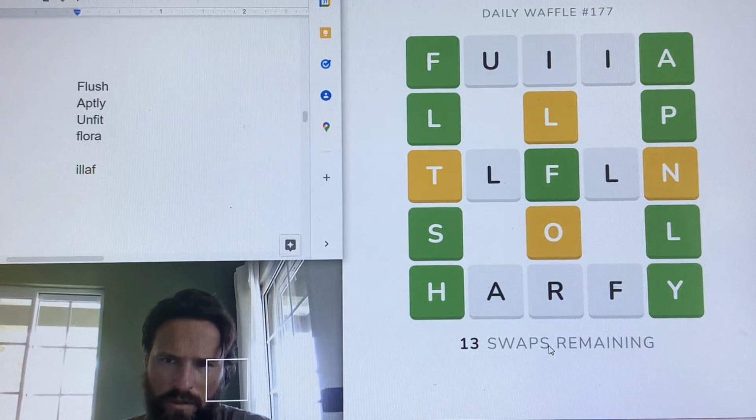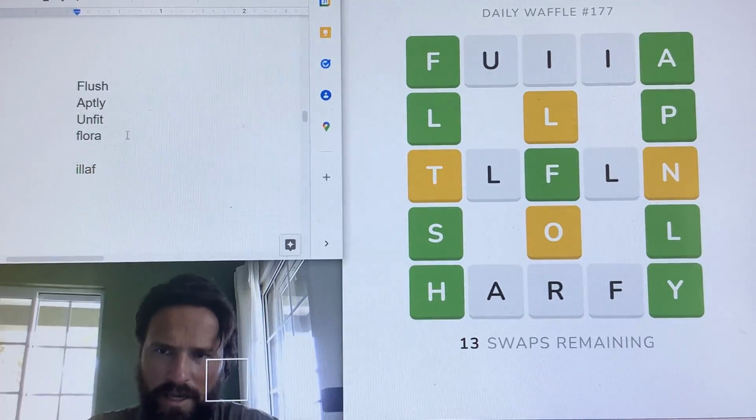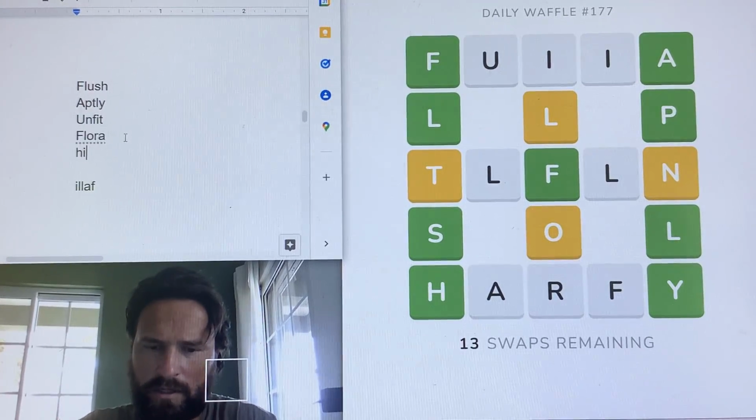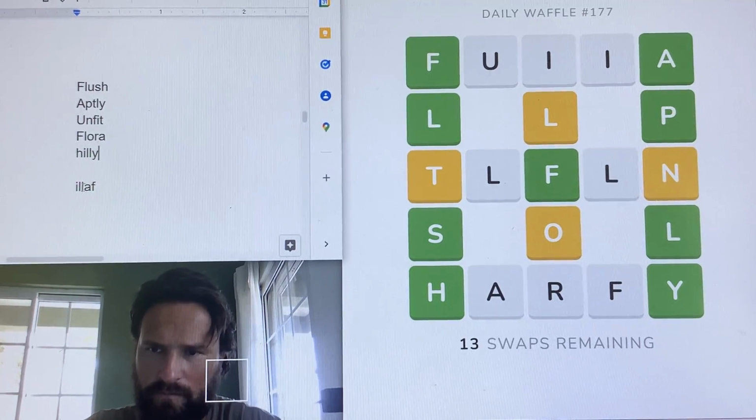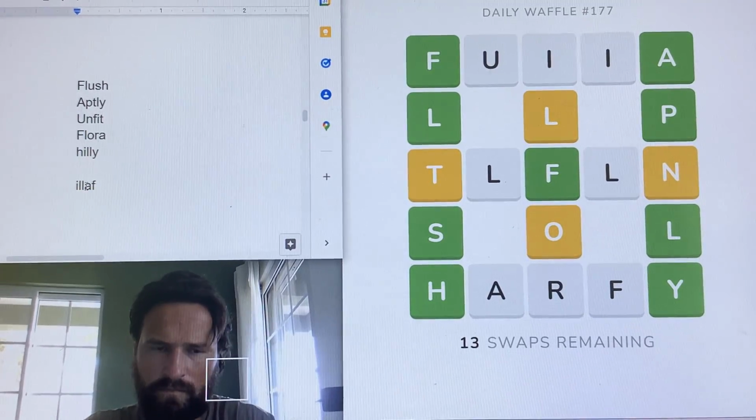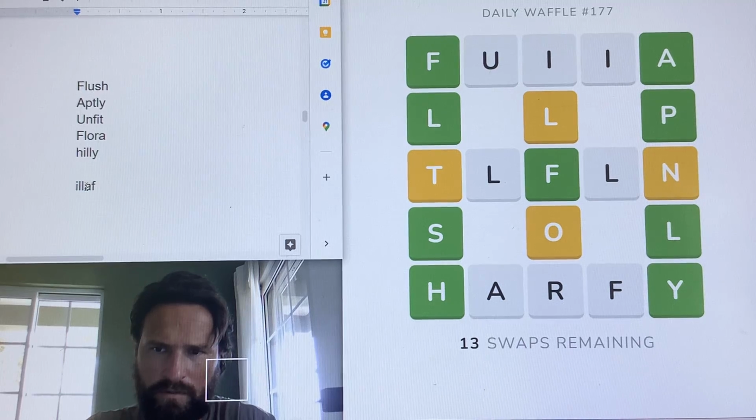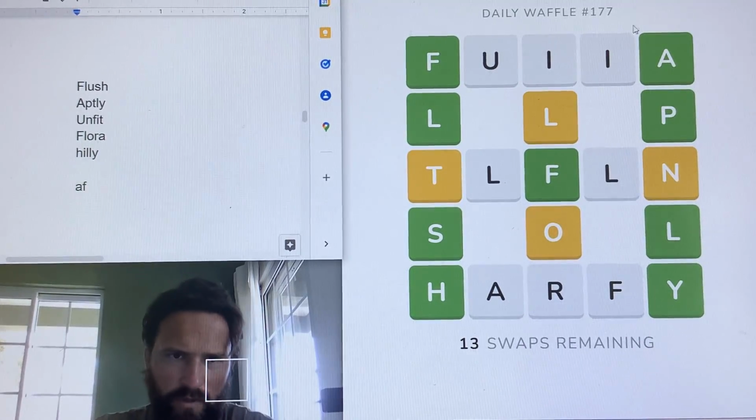Oh. Waffle. Does it still give us? Yeah, hilly is still possible, and then awful? Awful? Like, I'm gonna put hilly again. So hilly would leave, I think, A and F.